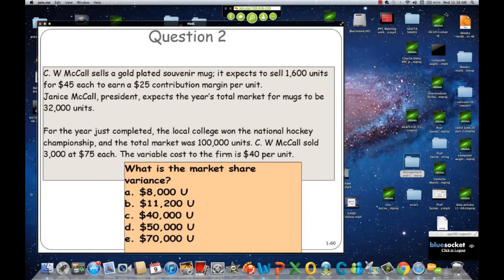So work with your teams on this. You're going to be calculating the market share variance. I recommend going, and I know we were going relatively fast through it, go through the numbers. Go through what it takes to do the market share variance.